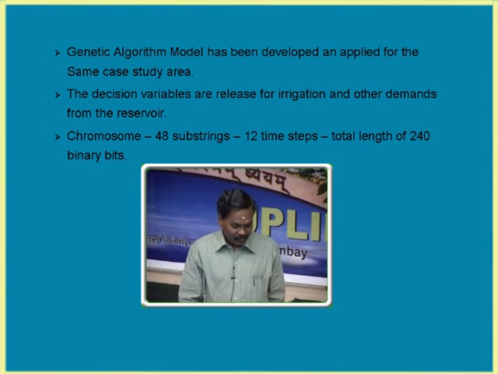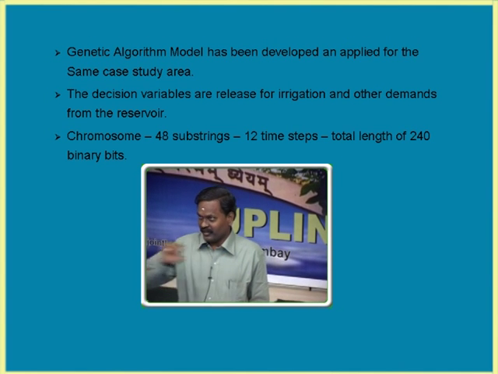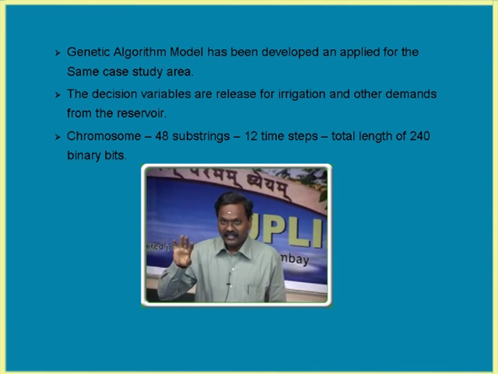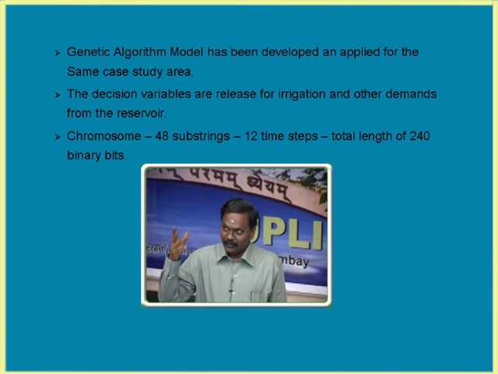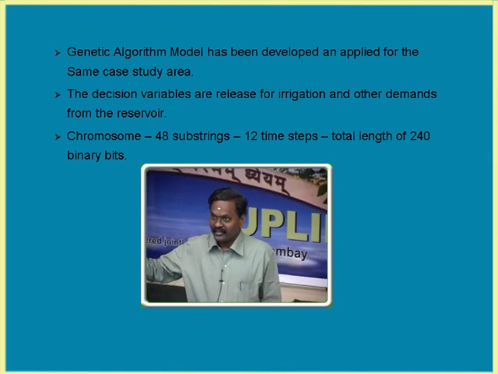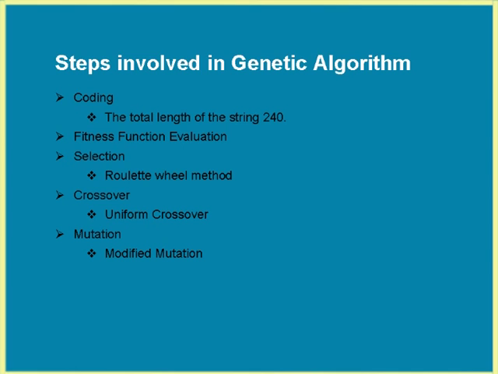So the total number of binary bits is 240. For a single reservoir system it is only 53, it is not just 4 times. That depends upon the combined releases. So we had 240 binary bits, and each population string will have 240 zeros or ones. The same method we followed: roulette wheel, uniform crossover and modified mutation.